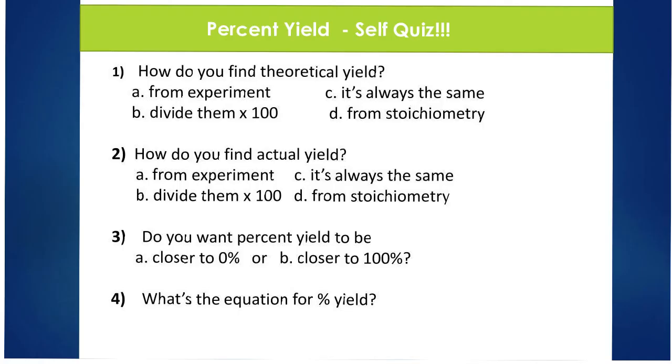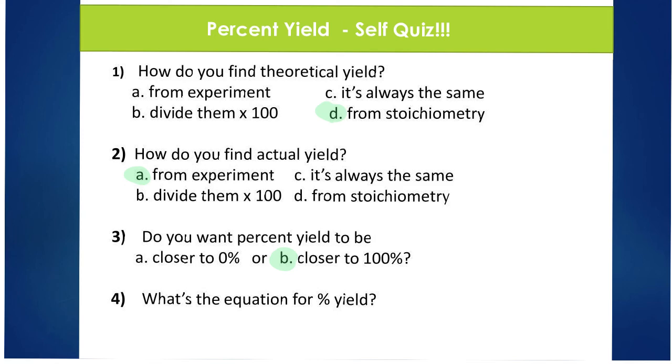See if you can answer these questions, and we can talk about the answer. Where do you find the theoretical yield? It's from stoichiometry. Where do you find the actual yield? From the experiment. Do you want the yield to be closer to 0% or 100%? Well, in a good lab, it's 100%. In reality, you might get something closer to 0, but it just really depends on the type of reaction.